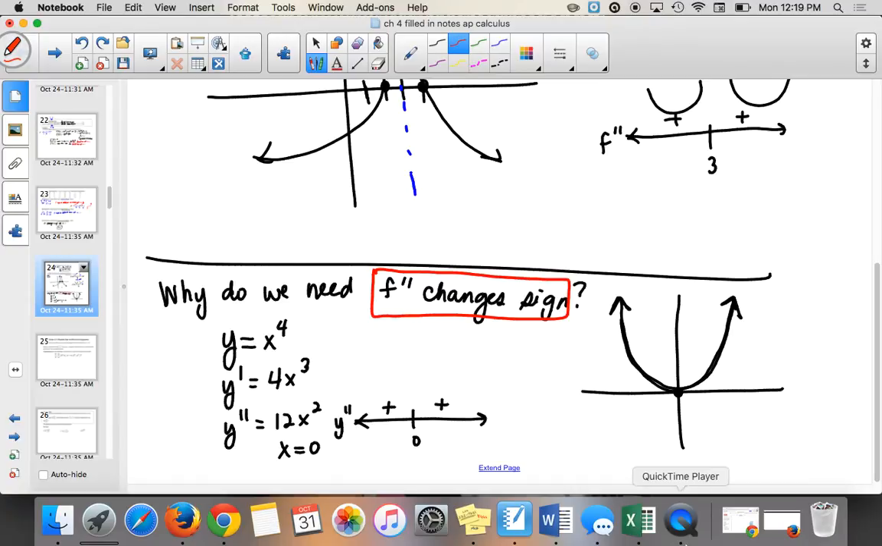So sometimes there are things that look like they should be a point of inflection because f prime is equal to 0 there. But it's not. It has nothing to do with point of inflection. Okay. So that's why you always need f double prime changes sign for your justification. Does that make sense? All right.